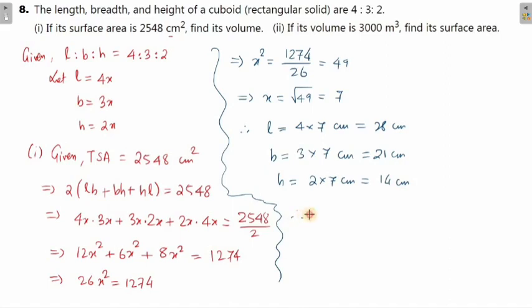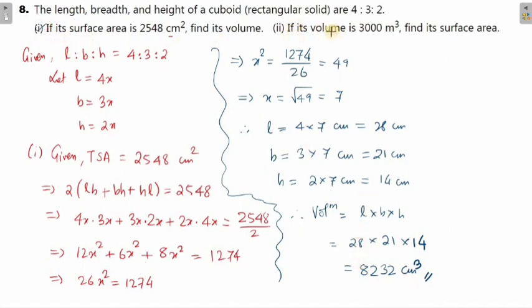So therefore volume, that's what you are asked to find. Volume will be equal to L into B into H. L is 28, B is 21 and H is 14. You just need to multiply them. So 28 into 21 into 14 will give you 8232, and the unit is going to be centimeter cube. So this is how we need to do the first part.